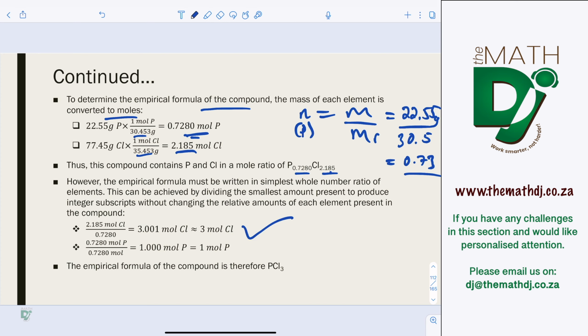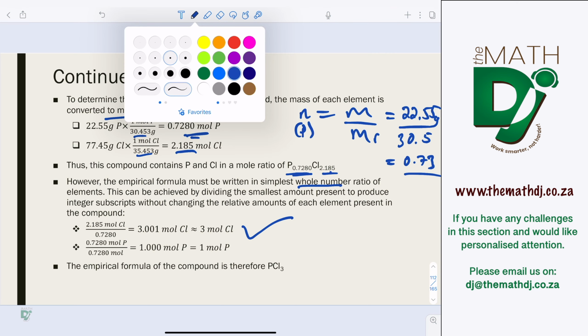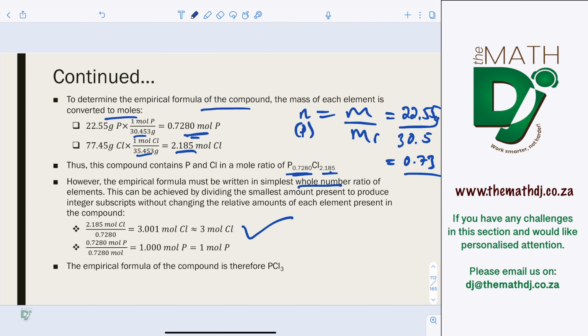So let me read here. However, the empirical formula is written in the simplest whole number. So that's why we are taking the smaller one and dividing it into each number ratio of the element. This can be achieved by dividing the smallest amount present to produce integer subscripts without changing the relevant amount of each present in the compound.